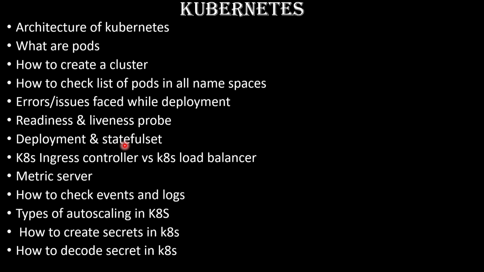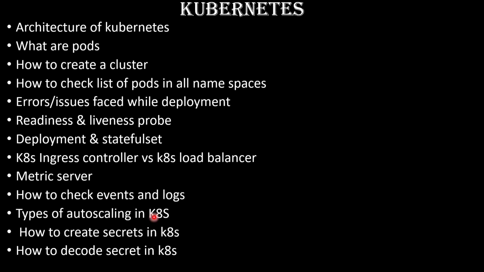So path based routing, host based routing, these are all possible in ingress controller. What is metric server? It will give you all kinds of metrics related to your cluster, that might be related to your CPU or memory. Once your metric server is installed, you can use kubectl top nodes and top pods to see how much memory is used, how much CPU is used in all your nodes inside your cluster.